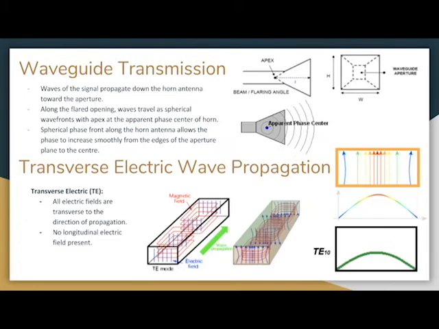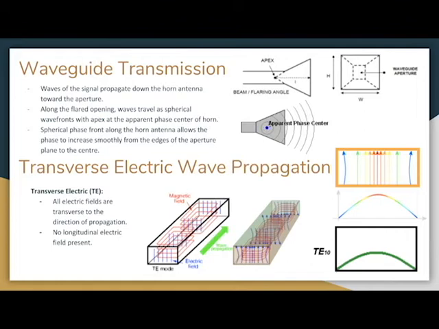The horn antenna is a development of the waveguide transmission line. The waves of the signal propagate down the horn antenna toward the aperture. As they travel along the flared opening, the waves travel as spherical wavefronts, with their apex at the phase center of the horn. The spherical phase front along the horn antenna allows the phase to increase smoothly from the edges of the aperture plane to the center.